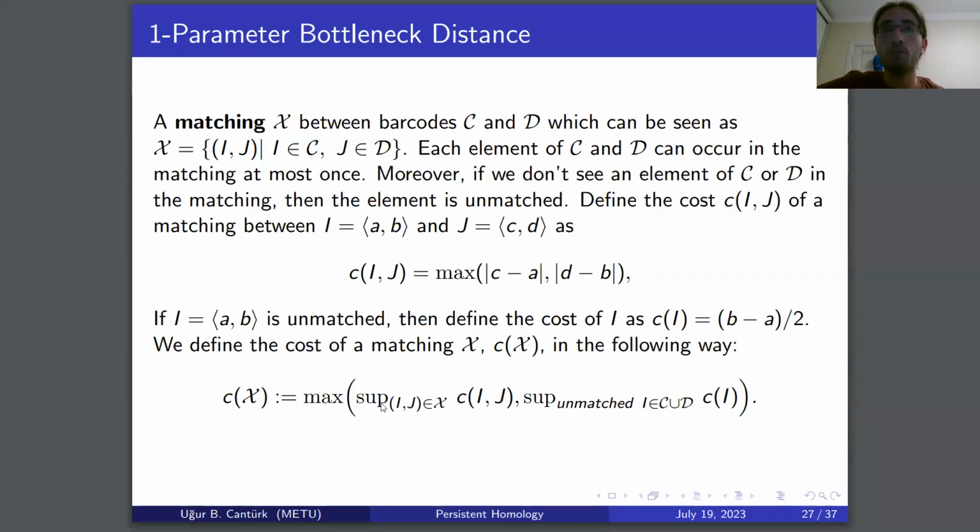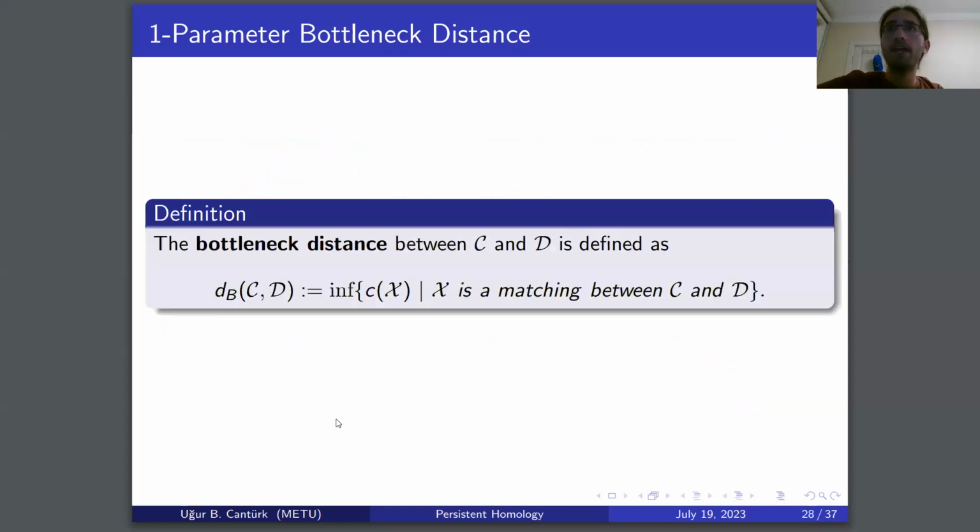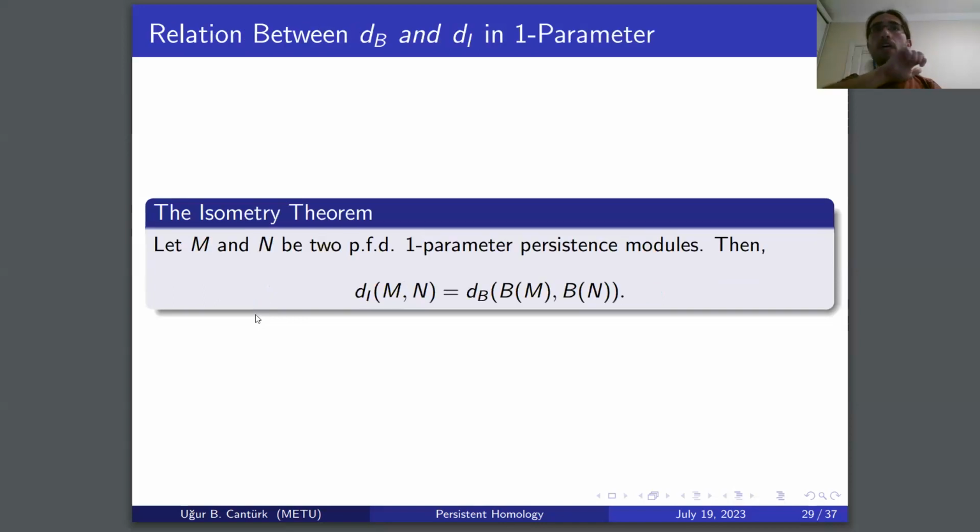We are considering the supremum of all costs of matched ones, the supremum of the cost of unmatched ones, and then we are calling the whole maximum of that one as our cost. And then we are calling the infimum of that cost, over all the possible costs, as the bottleneck distance. And now the good side of one parameter: the interleaving distance and the bottleneck distance are equal to each other for finite dimensional persistent modules.